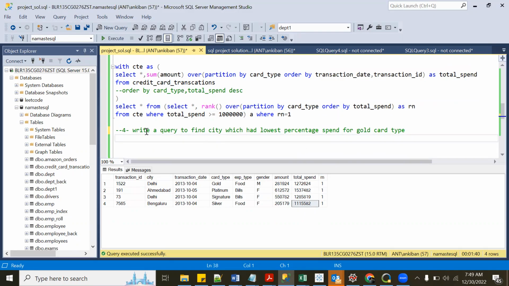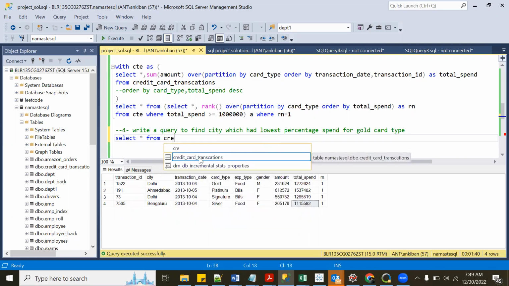Okay. Next question is write a query to find the city which had the lowest percentage spent for gold card type. So each city has done some spent on different card types, right? So let's do this. Select star from credit card transactions.